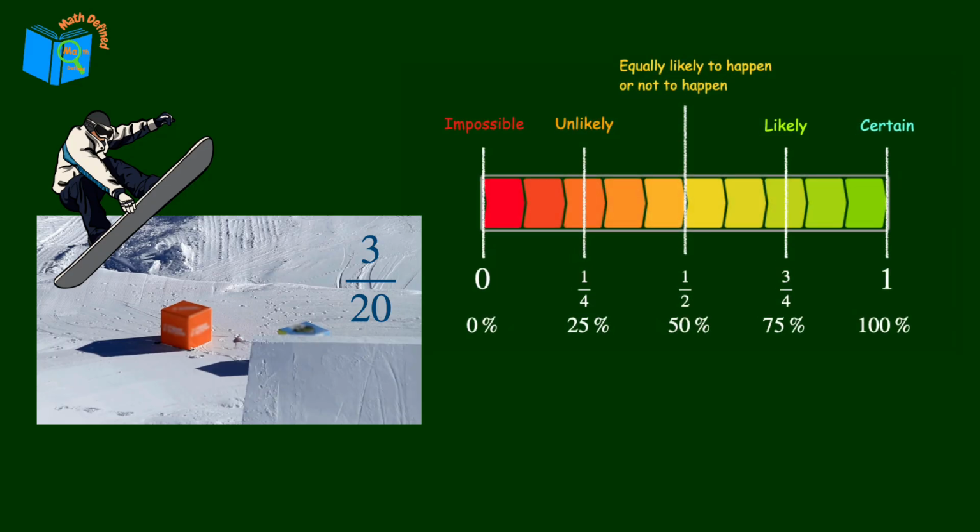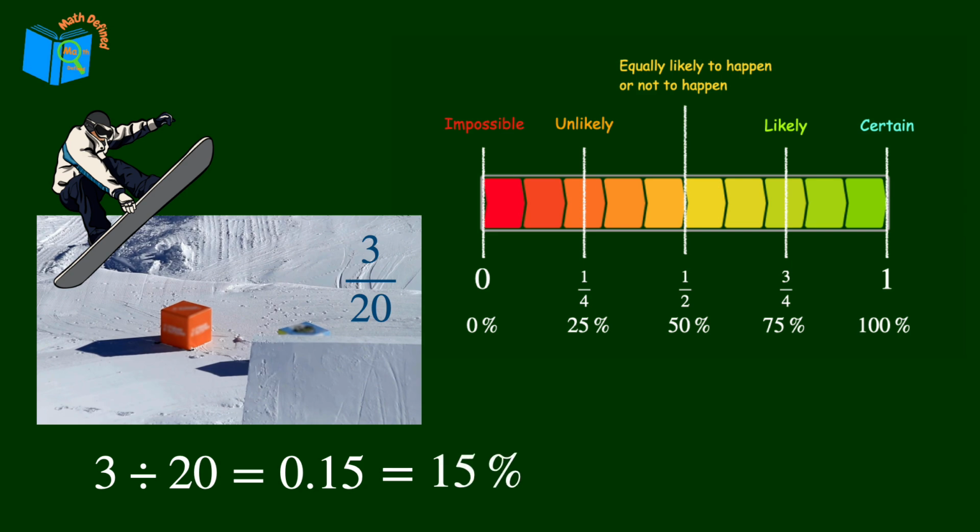This snowboarder practices a jump, and the probability that they land the jump successfully is 3/20. Describe the likelihood of landing the jump using the progress bar. The probability of landing this jump is given to you as a fraction this time, so we'll need to convert it into a percent. We'll divide 3 by 20 to get 0.15, and then move the decimal point 2 places to the right to get 15%.